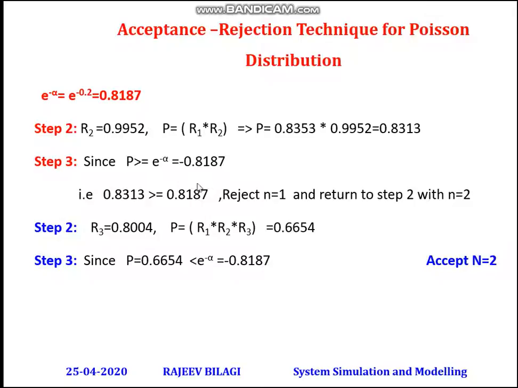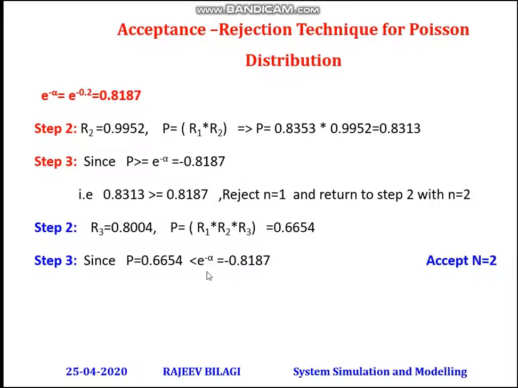Okay. Now again, if you look at the value of e to the power of minus alpha, 0.8187, this value is much greater than 0.8187. Again, I will reject n is equal to 1. Then I will return to step 2 with n is equal to 2. Okay, got it? Now again step 3, R3 is equal to 0.8004. So here the new value of p is 0.8313 into 0.8004. If you calculate that, you are going to get 0.6654.